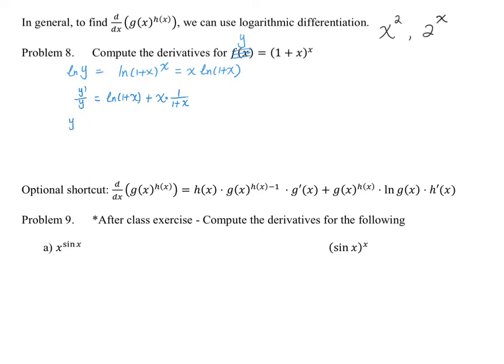And then solve for y prime, which is what we are trying to find. The derivative of y, the y prime, is y times [ln(1 + x) + x/(1 + x)]. And at the end, you don't want to stop here because you want to substitute your y in here, to make it explicit. So at the end, we substitute y back, and then this is the derivative. Okay, so you see that we did not really need a new rule to handle that. We just used logarithmic differentiation.